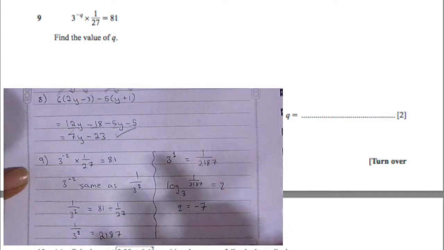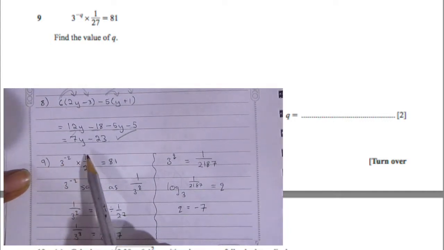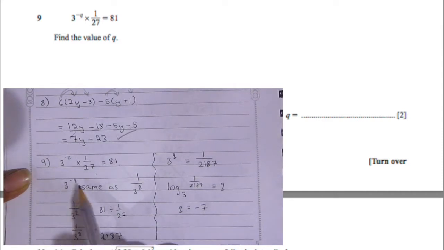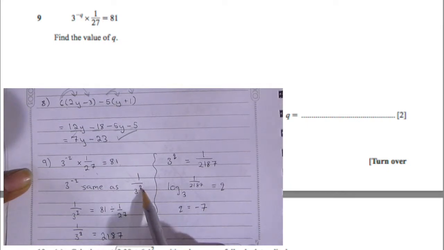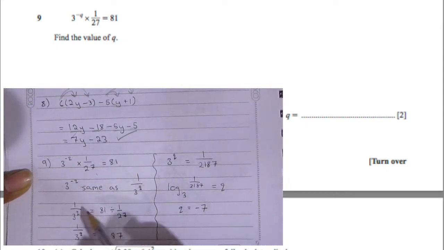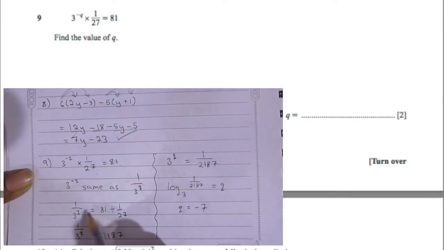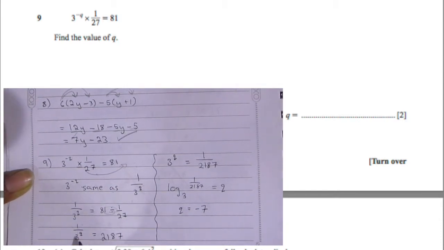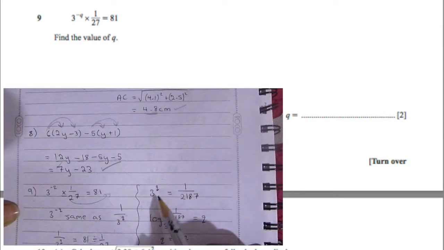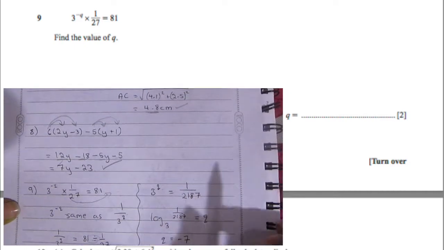Now question 9, 3 to the power of negative q times 1 over 27 equals 81. 3 to the power of negative q is the same as putting 1 over 3 to the power of q. That's how you get rid of that negative. So 1 over 3 to the power of q is equal to 81 divided by 1 over 27, because when you move something that you're supposed to multiply to the other side, you end up dividing, doing the opposite. So 1 over 3 to the q is equal to 2187. So 3 to the q would equal 1 over 2187. We just moved it. We made 3 to the power of q the subject of the formula.